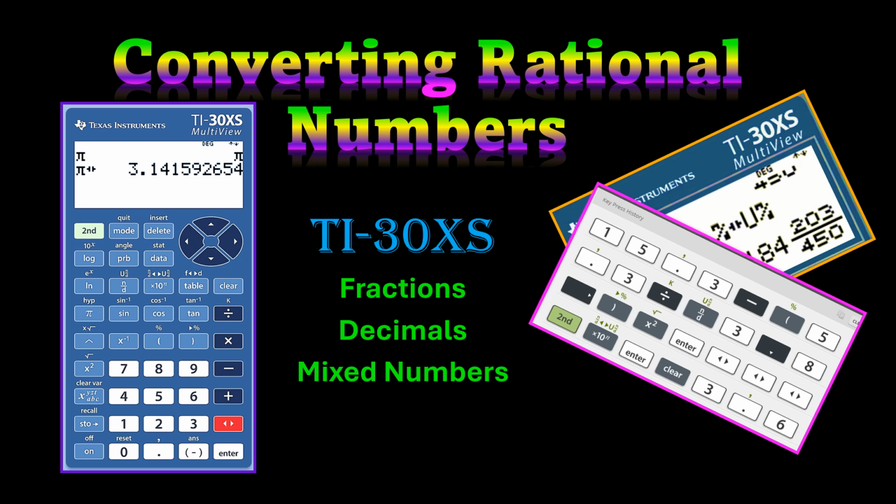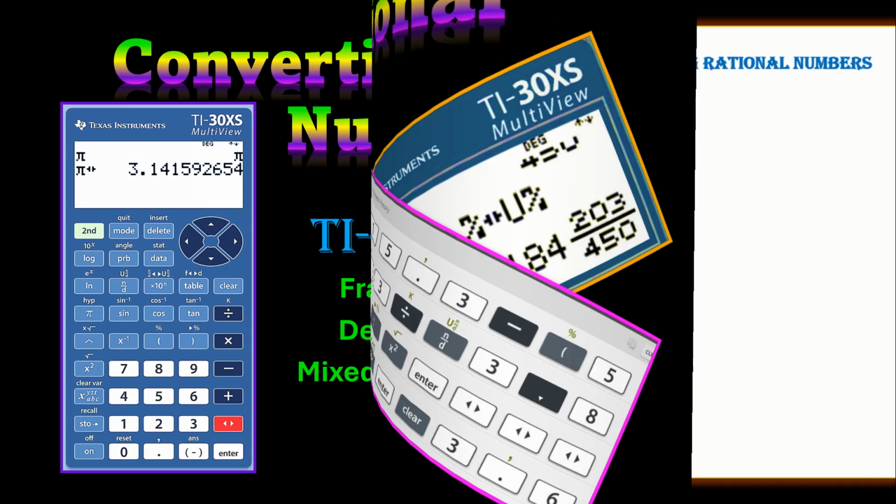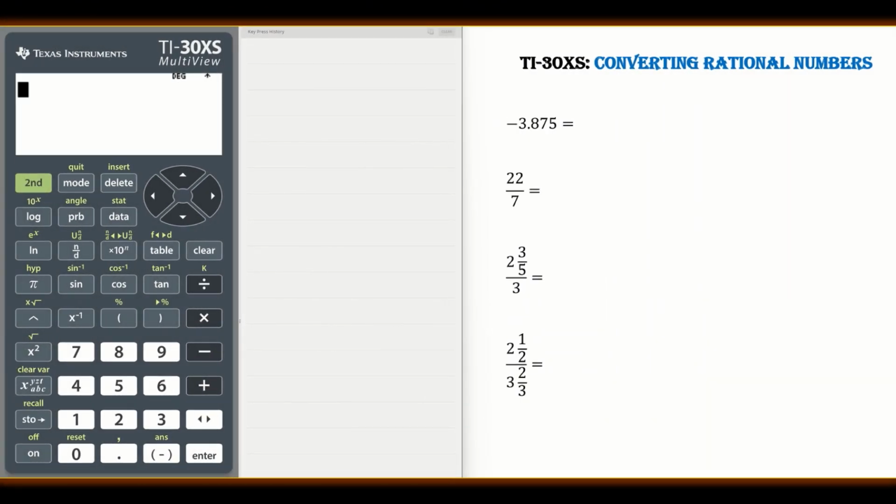In this video, we're going to use the TI-30XS to go between fractions, decimals, and mixed numbers using particular buttons on our calculator. Okay, we're going to work with some rational values, some rational numbers, decimals, fractions, and as you can see, the first value that we want to work with is pretty basic.